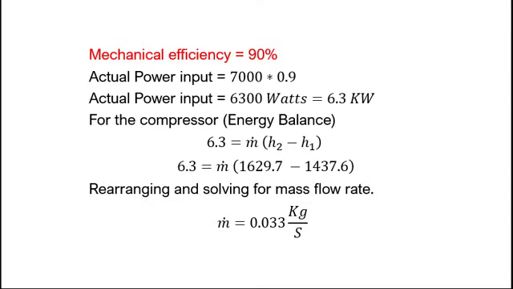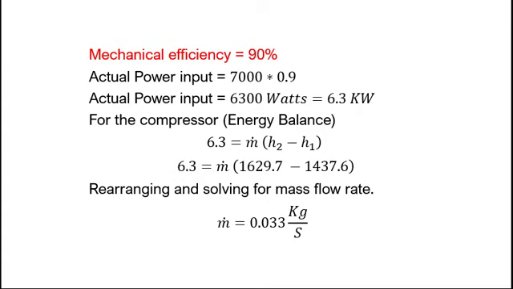In the question, mechanical efficiency is given as 90%. The actual power input is the net power input, which is 7,000 watts or 7 kilowatts, times the efficiency 0.9. So the actual power input is 6.3 kilowatts. From the conservation law of energy, we know that the energy supplied to the compressor should be equal to the energy utilized by the compressor to raise the enthalpy.